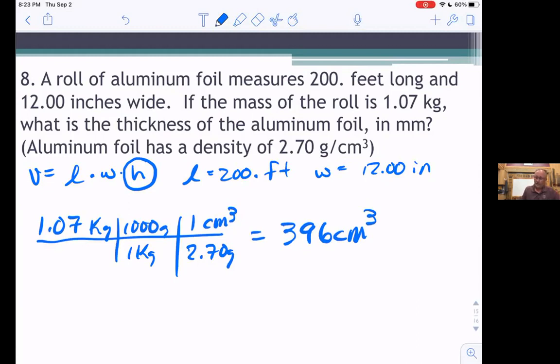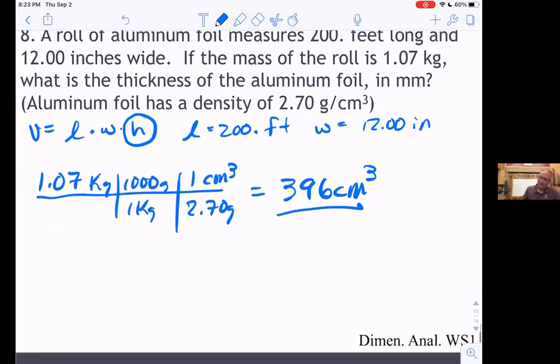So what we need to do is we either need to change this to feet or inches or something, or we need to change the other two to centimeters. And I'm going to choose to change the other two to centimeters. So what I'm going to do is take my 200 feet.